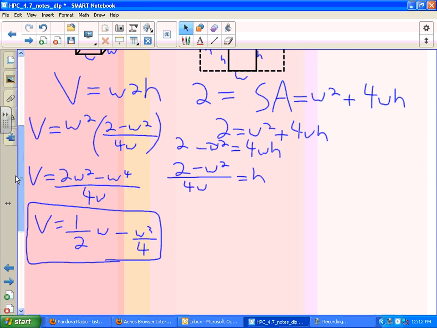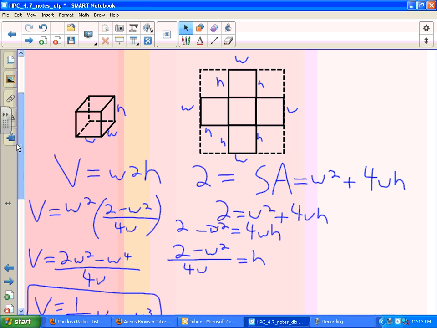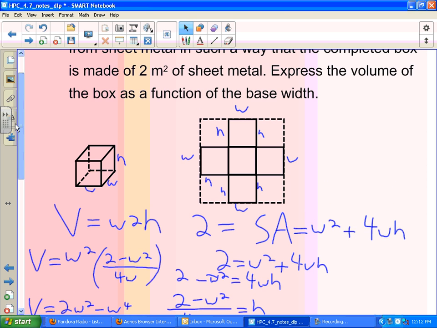Questions on that guy right there? Yes, ma'am. Where is he getting W squared? Where are we getting W squared plus 4WH? Okay. We have a box with no lid, and the base of the box is a square, so W times W, W squared. The length and width of the 4 sides is WH, and there are 4 of them. That's where that is coming from.